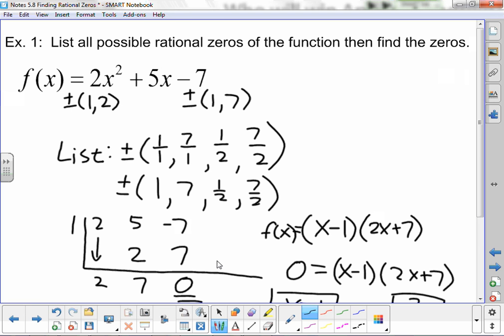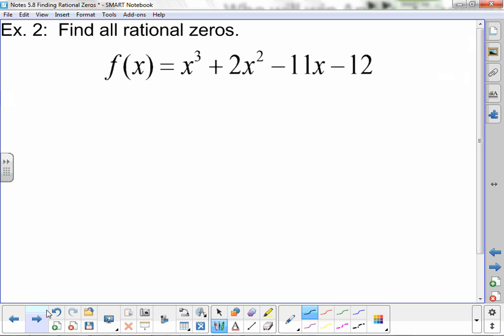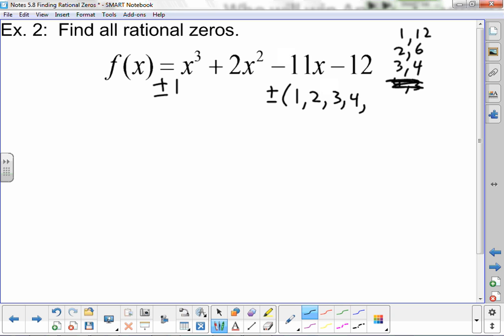So from here on in, it's basically going to be harder problems, and then a word problem at the end. So let's try this one out. The factors here are 1 and 12, 2 and 6, 3 and 4, and a 4 and a 3. But remember, you're not supposed to have repeats, so 4 and 3 doesn't count. So plus, minus, let's put them in order: 1, 2, 3, 4, 6, and 12.